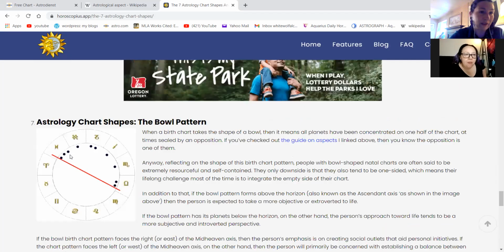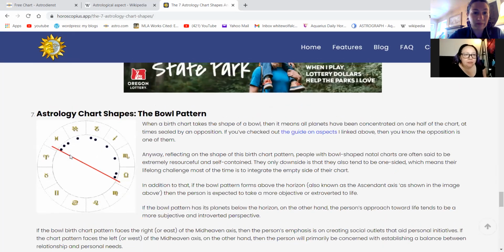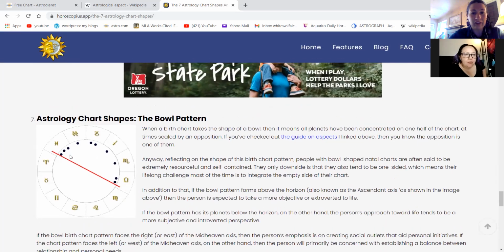The bowl pattern. When a birth chart takes the shape of a bowl, then it means all planets have been concentrated on one half of the chart, at times sealed by the opposition.